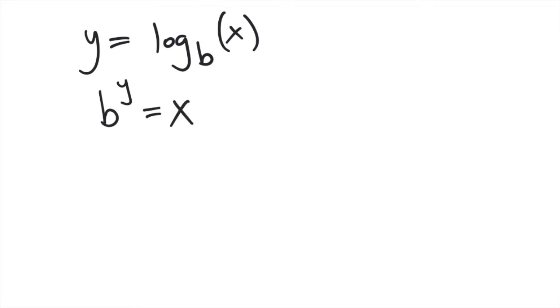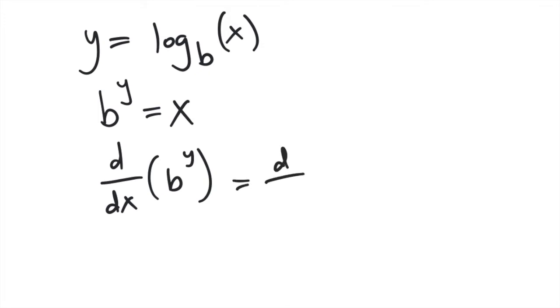Now we have an equation that means exactly the same thing, but it doesn't have a logarithm in it. We're trying to find y prime, so we could bring this back to talking about exponentials and take derivatives of exponentials. For example, we could take the derivative of both sides, d over dx of b to the y, where b is just a constant, equals d over dx of x. And we know how to take the derivative of an exponential.